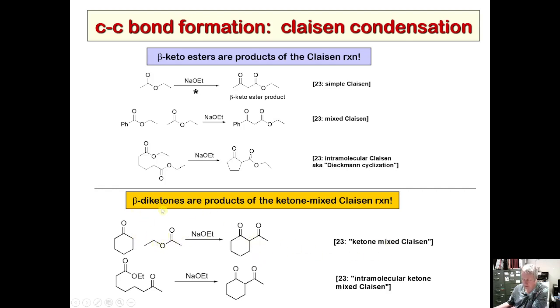The product of a ketone mixed Claisen is a beta diketone. And then there's another example. You've got an ester and a ketone in the same molecule. The ketone is always more acidic than an ester, and it will attack, and you can see how it kicks this off. So you could do mechanisms of these as well. These are the ketone mixed Claisen and an intramolecular ketone mixed Claisen.